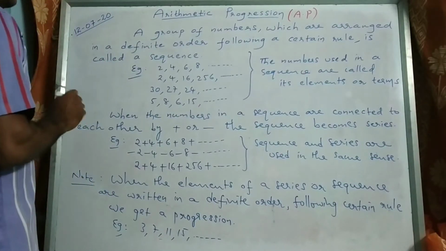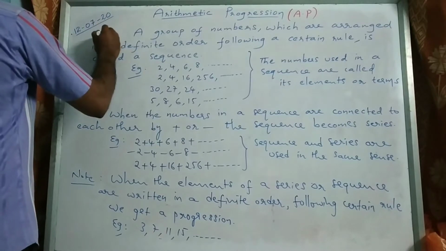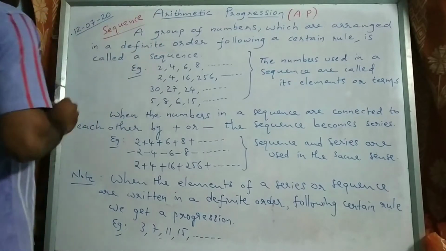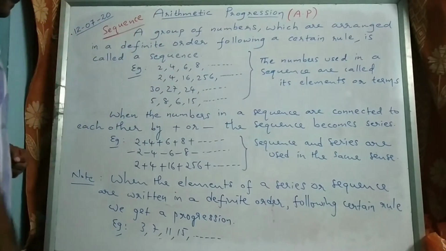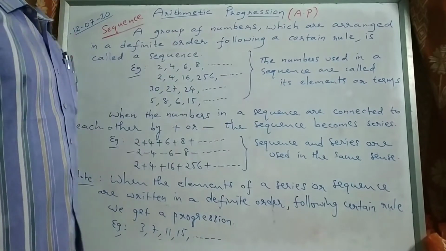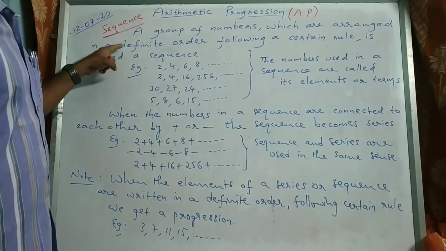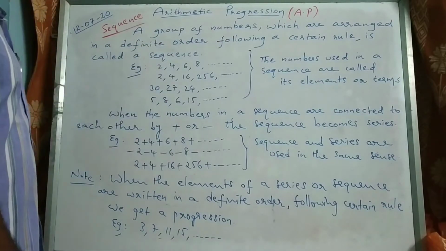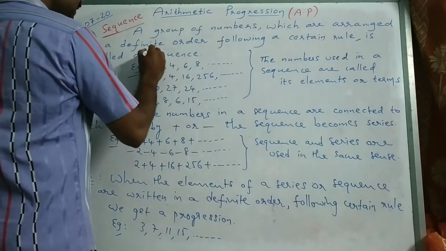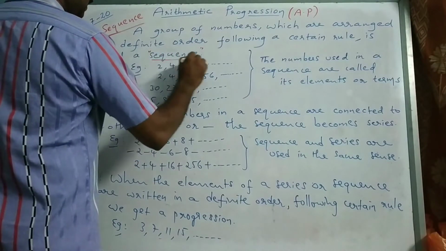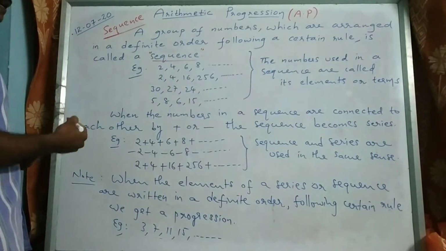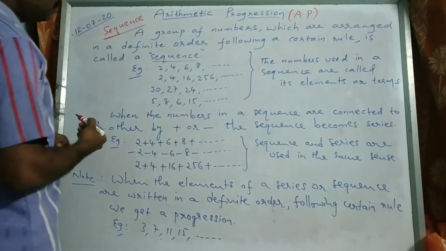That is, first one, sequence. What is a sequence? Sequence means a group of numbers which are arranged in a definite order following a certain rule is called a sequence. So it follows some certain rule, one particular rule will be followed.